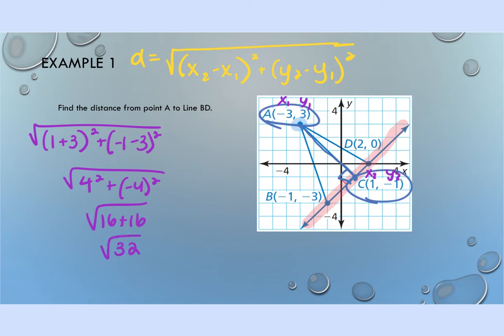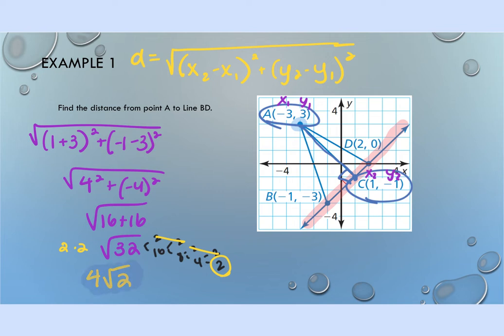And then we have to simplify it. So 32 is divisible by 2, 2 and 16, which could be 4 and 4, or keep going: 2 and 8, 2 and 4, 2 and 2. And then for each pair of 2s, one's going to go to the outside. And the single 2 that doesn't have a partner stays underneath. So this is 4 square root 2.